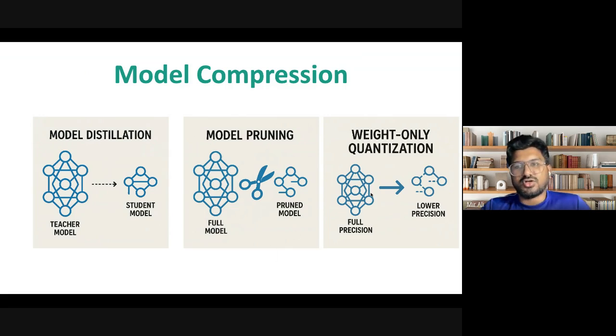Another very common and quite famous one is weight-only quantization, where, considering FP16 full precision is being used, we convert it into a lower precision. Right now, we have FP8, and FP4 is coming up. So these are the three quite famous topics in the book about model compression.